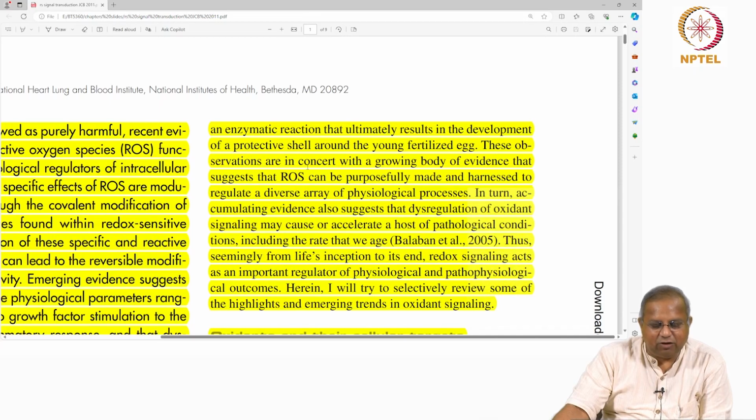These observations are in concert with a growing body of evidence in 2011. Now it is reasonably established. That suggests that ROS can be purposefully made and harnessed to regulate a diverse array of physiological processes. In turn, accumulating evidence also suggests that dysregulation of oxidant signaling may cause or accelerate a host of pathological conditions, including the rate we age. Thus, seemingly from life's inception to its end, redox signaling acts as an important regulator of physiological and pathophysiological outcomes. Herein, I will try to selectively review some of the highlights and emerging trends in oxidative signaling. If you are interested, you can go and read the paper, you have all the details.